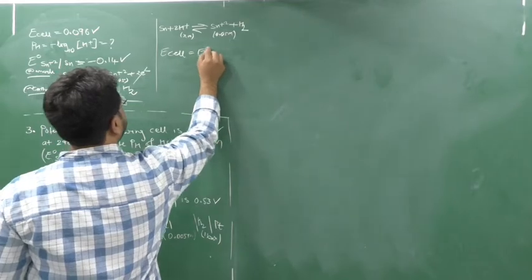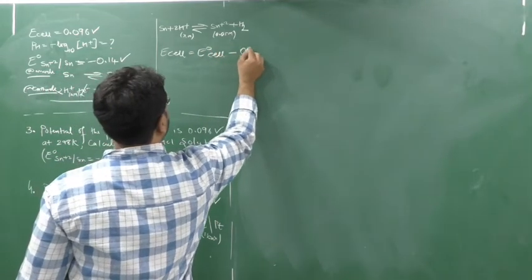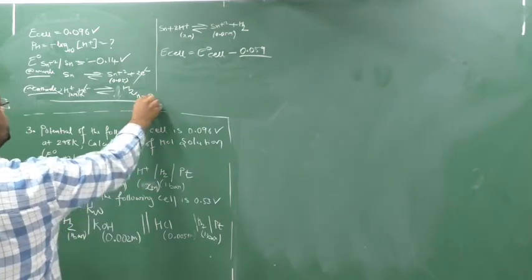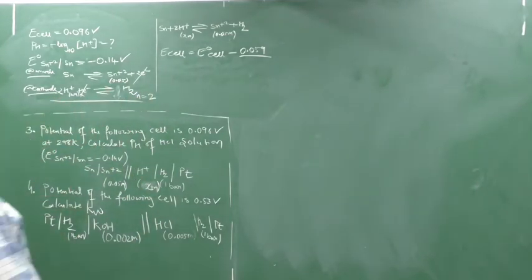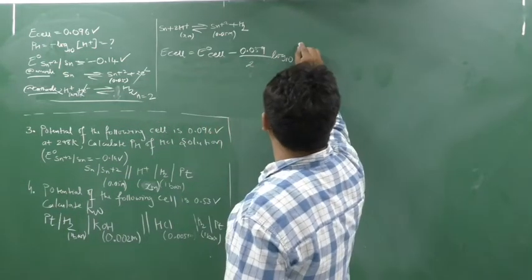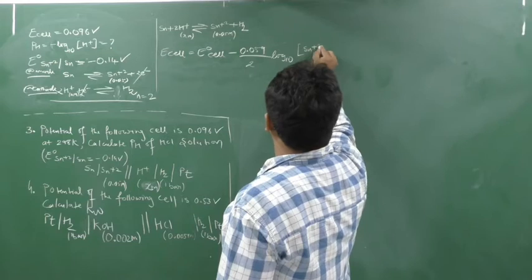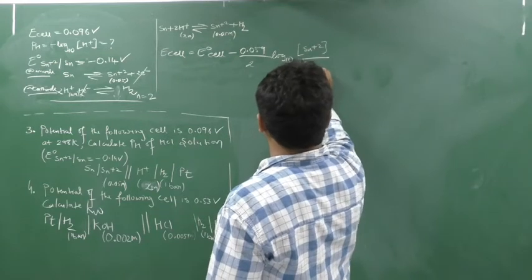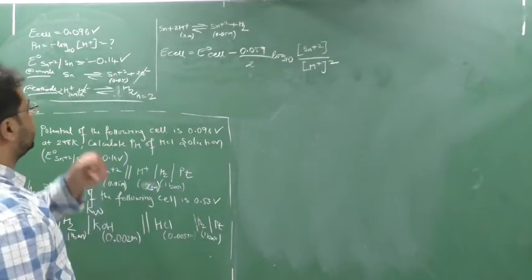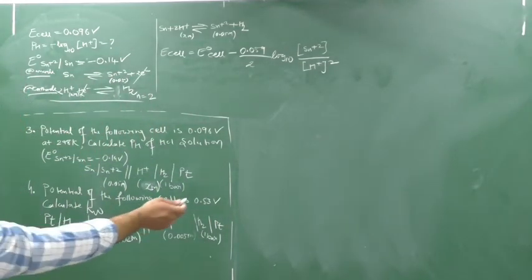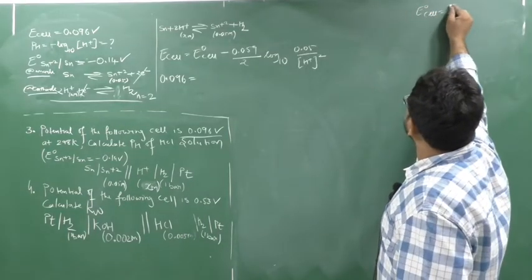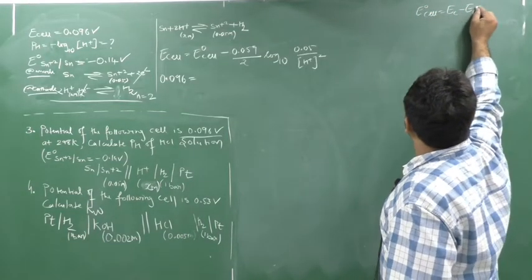Now E cell equals E naught cell minus 0.059 upon n, and how many electrons are transferred? n equals 2. Then 2 log to the base 10 of concentration of product upon concentration of reactant. Clear? Now first we will find out E naught cell, because we have E cell but we don't have E naught cell. That is E cathode minus E anode.